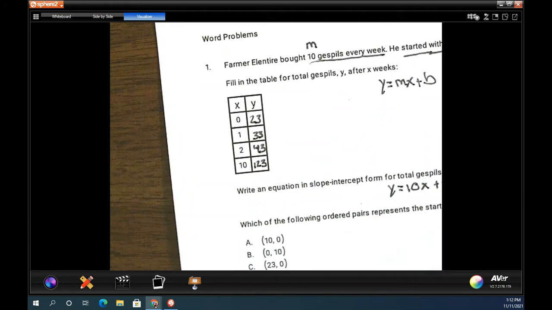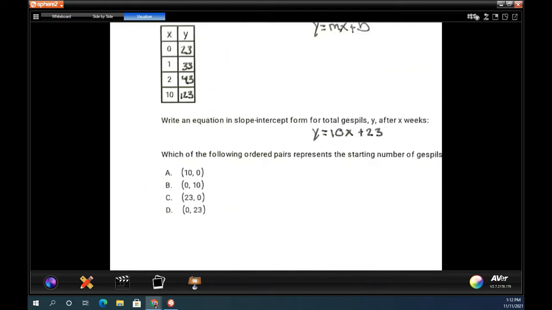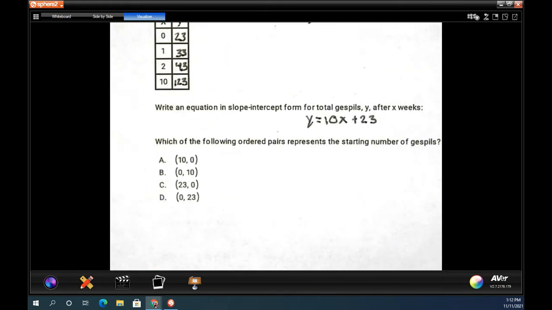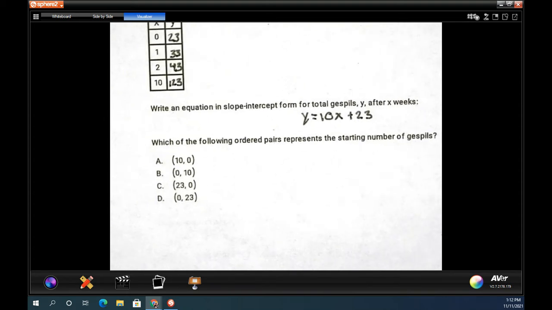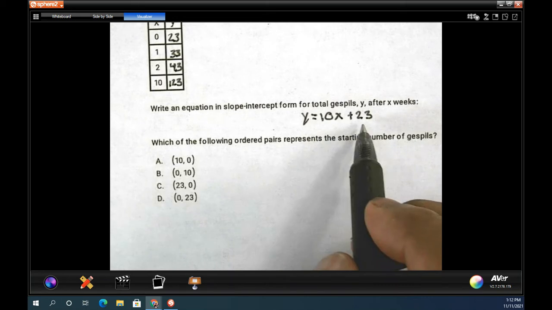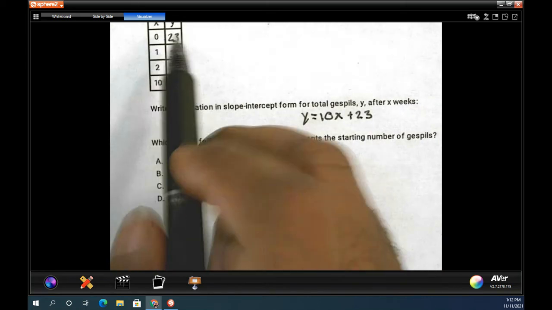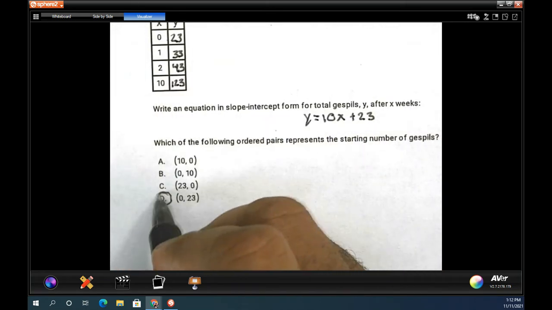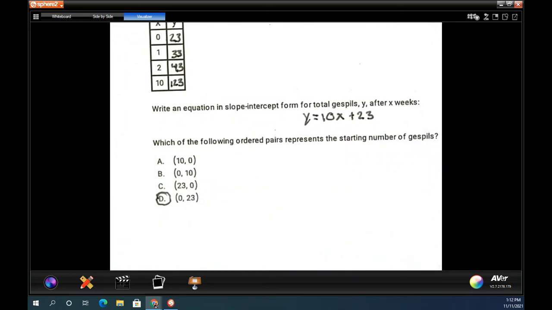That's all we're doing. We've already written our equation. Now, which of the following ordered pairs represents the starting number of Jepsels? Which one is it? A, B, C, or D? It's what? Which one did y'all say? D. 23. 0, 23 right there. That's where we began.